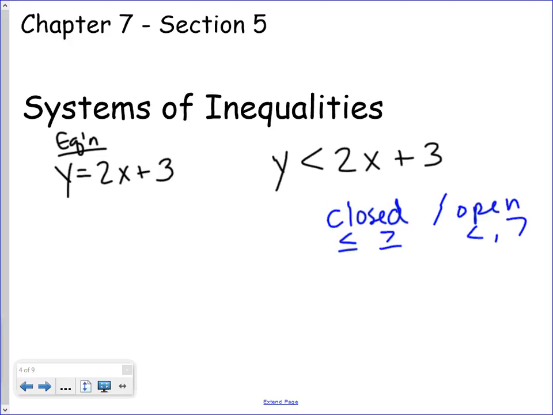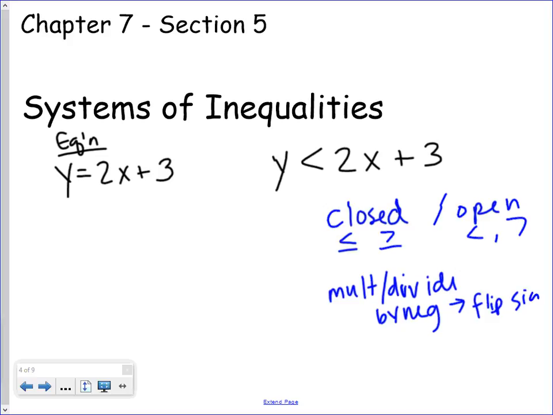John, did you guys have anything else you could add besides open and closed? Oh yeah, if you're solving for a variable and you multiply or divide by a negative, then you have to flip the sign. So like a less than becomes a greater than, etc. Flip the inequality. Kelly, did you guys have anything else to add?